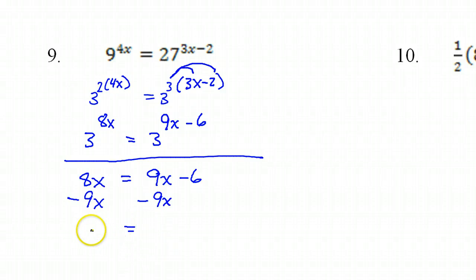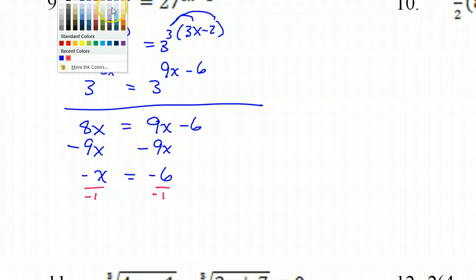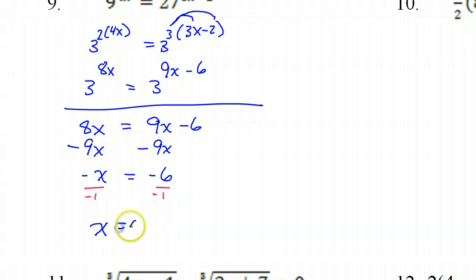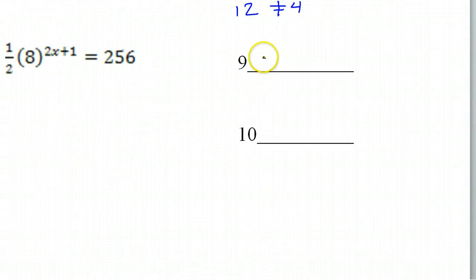Alright, so that's going to leave us with negative x, like negative 1x, is equal to negative 6. And dividing both sides by negative 1 gives us x equal 6. Okay, so that is the answer for number 9.